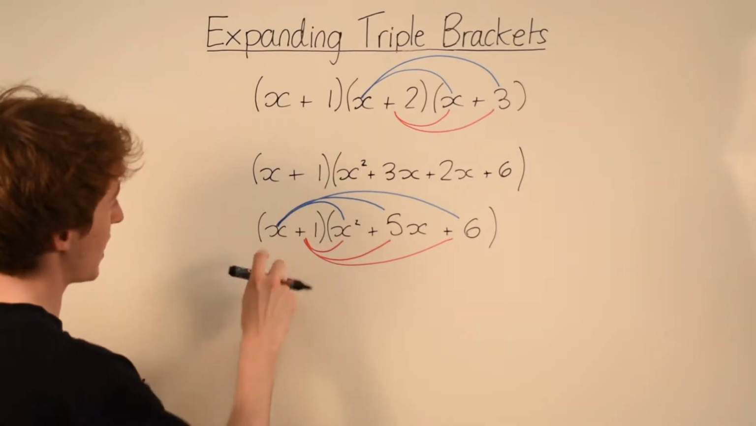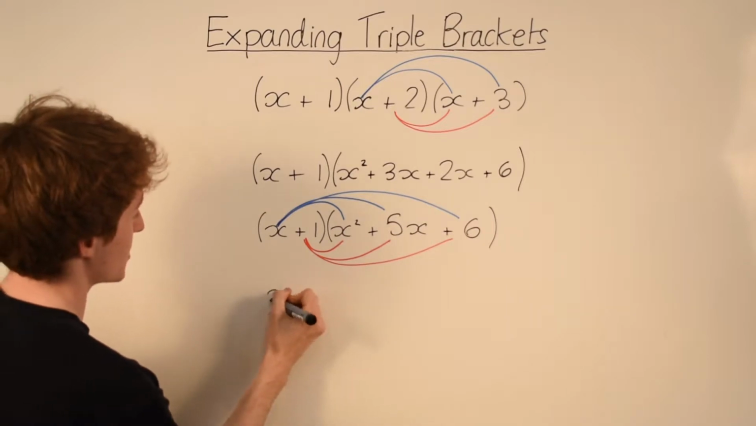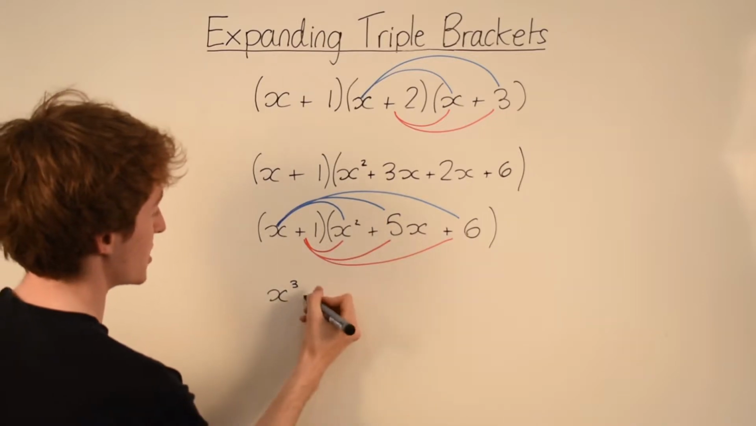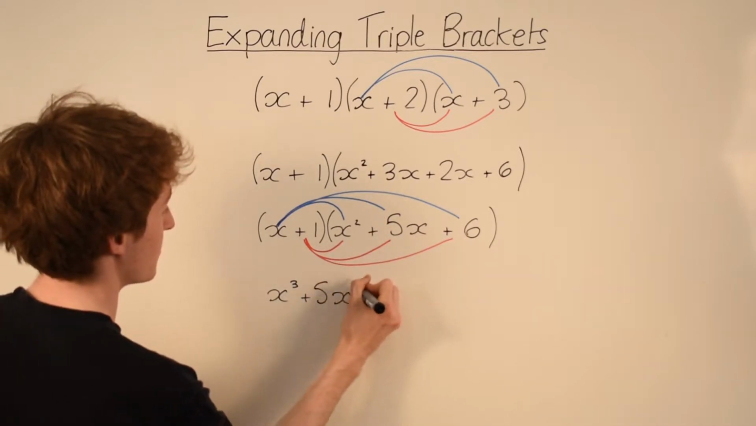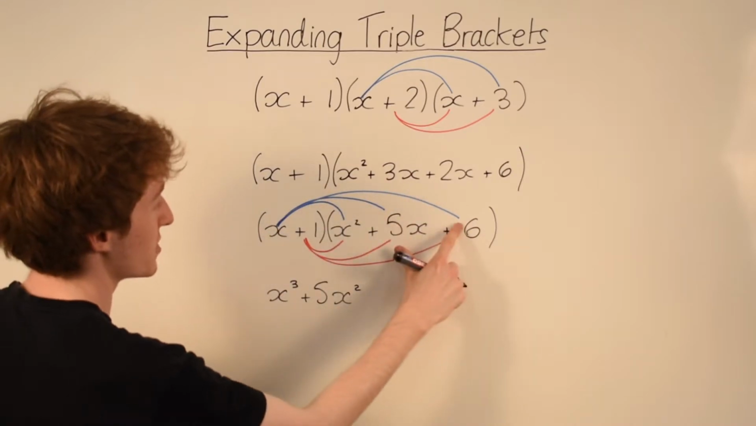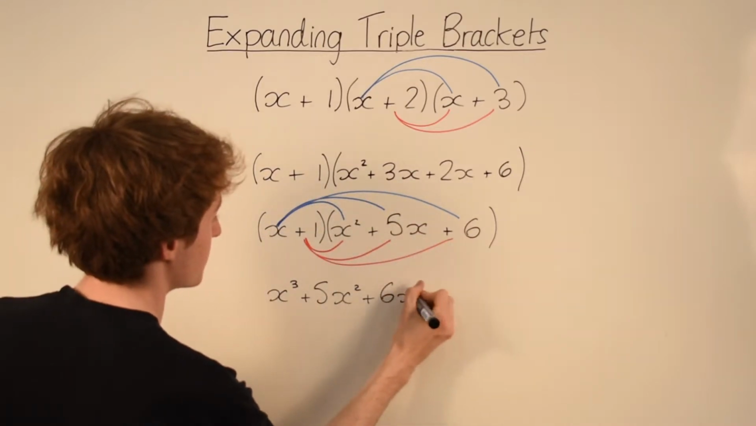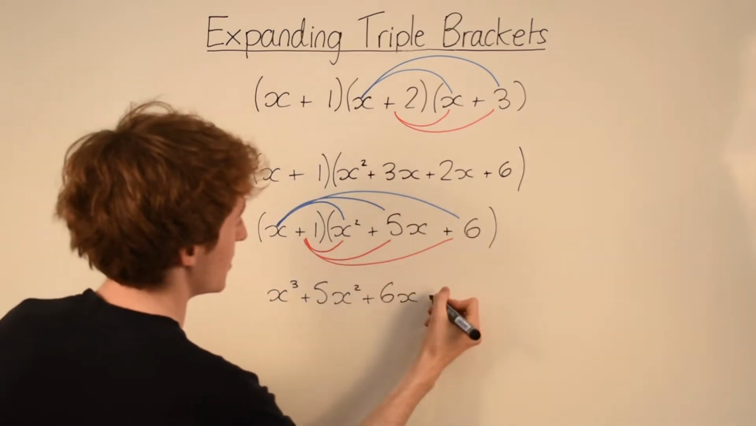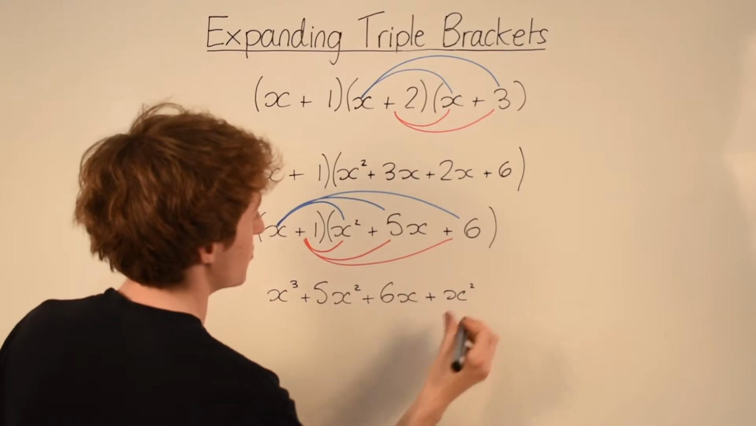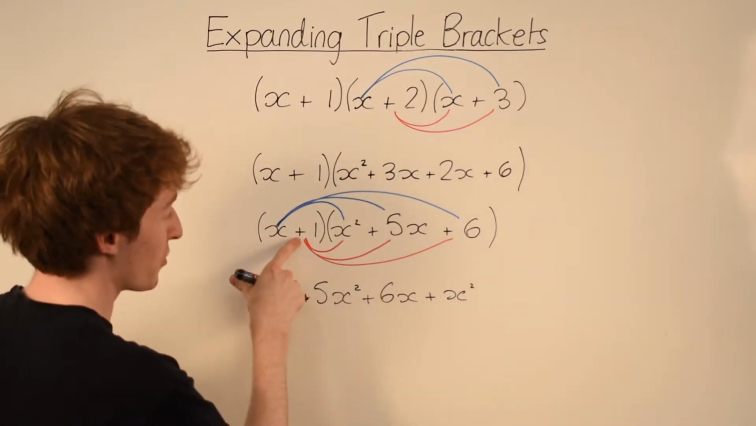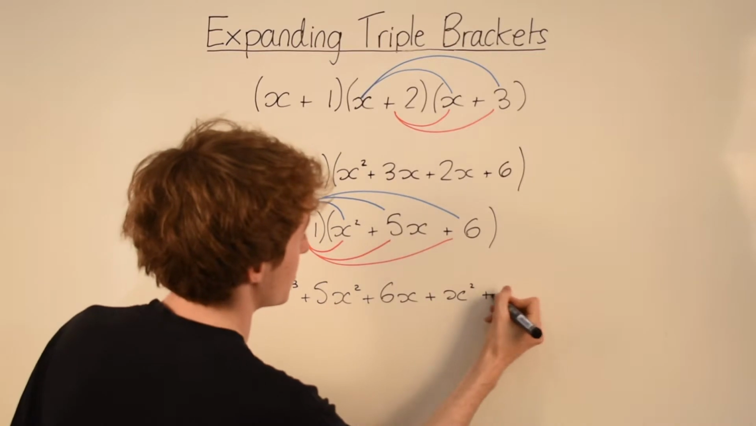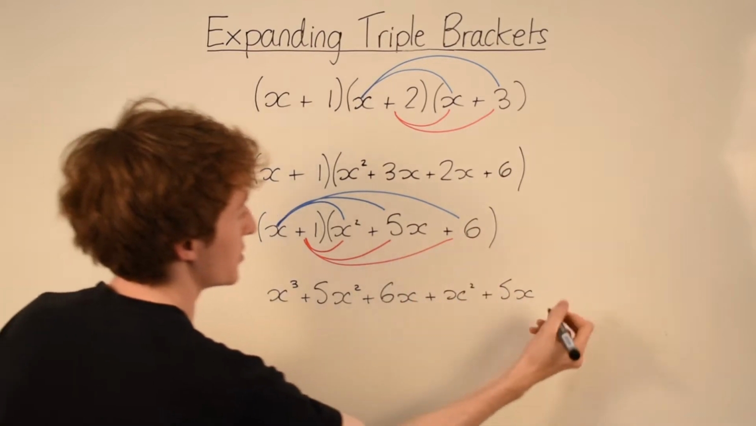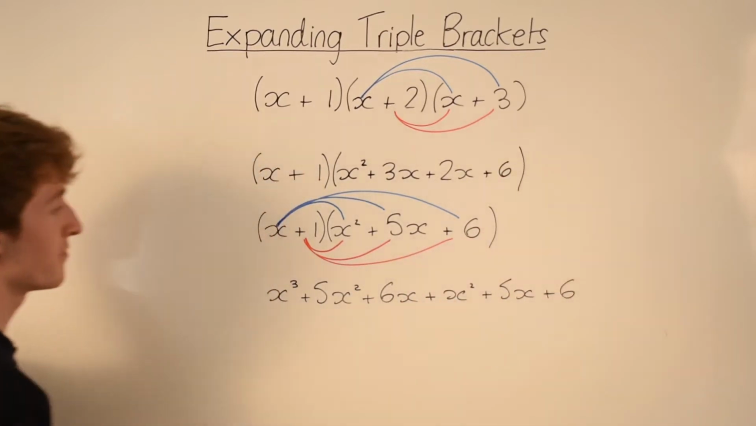So we'll start with x multiplied by x squared, which is x cubed. And then we've got x multiplied by plus 5x, which is plus 5x squared. And then we've got x multiplied by plus 6, which is plus 6x. Okay, let's move on to these red ones here. We've got plus 1 multiplied by x squared, which is plus x squared. We don't really need to write the 1 there. We've got plus 1 multiplied by plus 5x, which is just plus 5x. And then we've got plus 1 multiplied by plus 6, which is just plus 6.